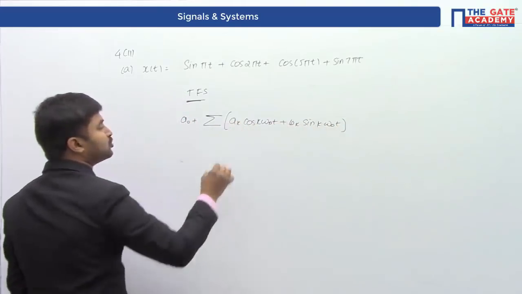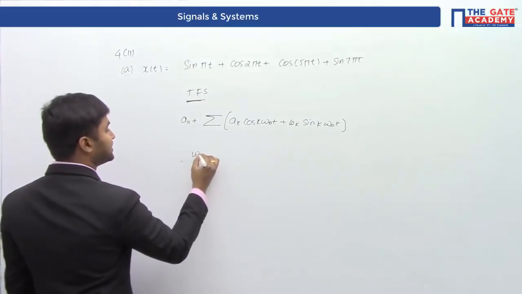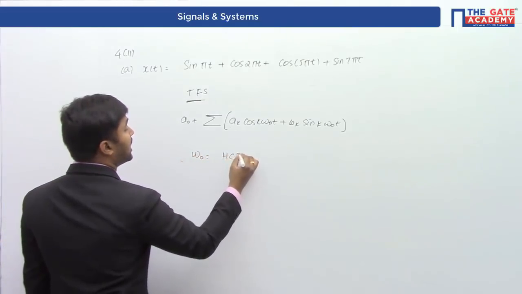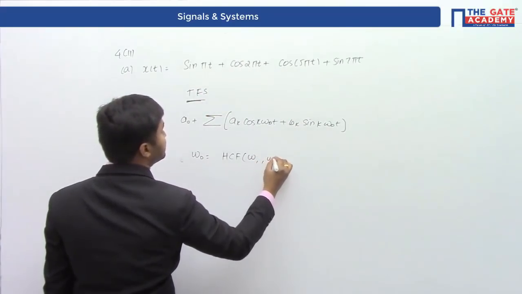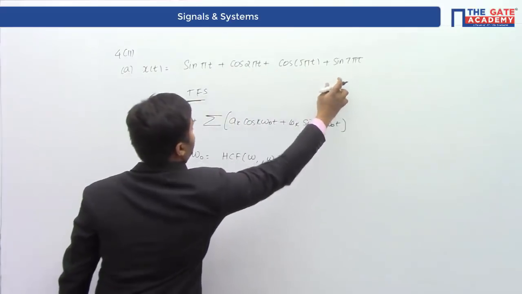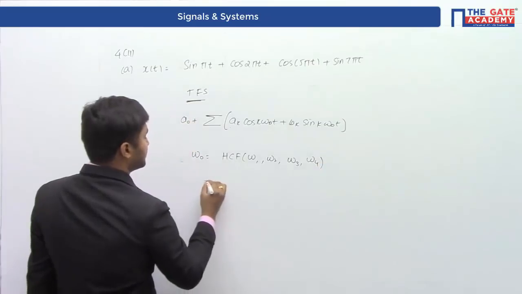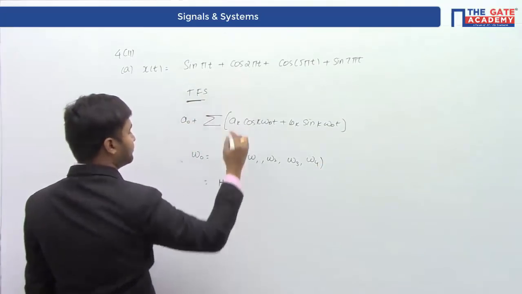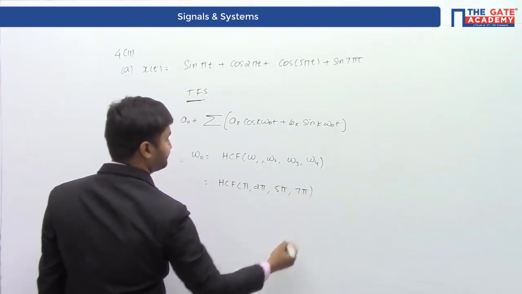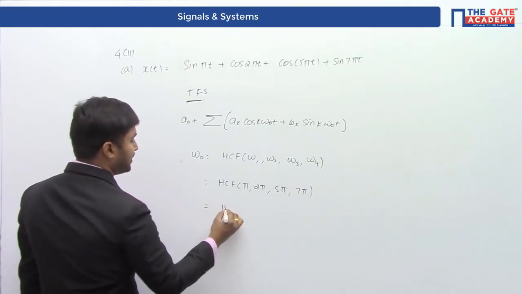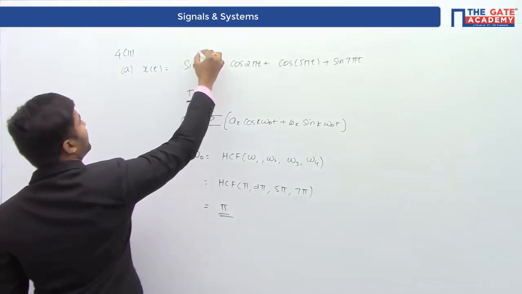So the first thing that we have to do is find the value of omega naught. Omega naught will be the fundamental frequency. It will always be the highest common factor of the frequencies in the signal. Here I have omega 1, omega 2, omega 3 and omega 4, which are pi, 2 pi, 5 pi, and 7 pi. The highest common factor is going to be pi itself. So pi is the fundamental frequency. This pi is nothing but omega naught.